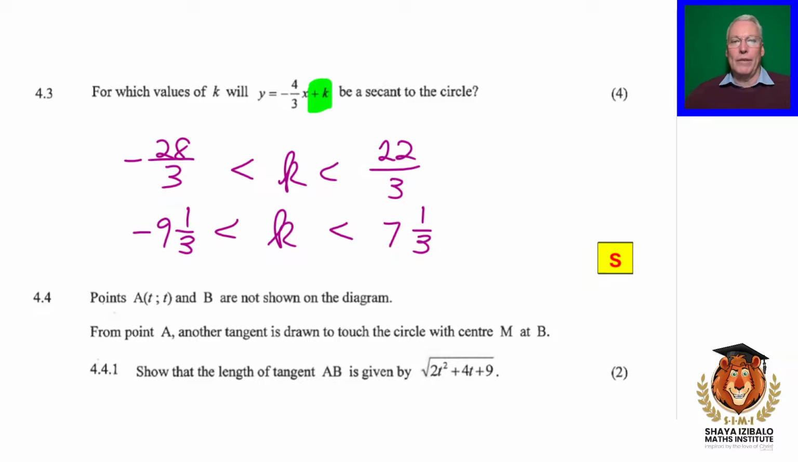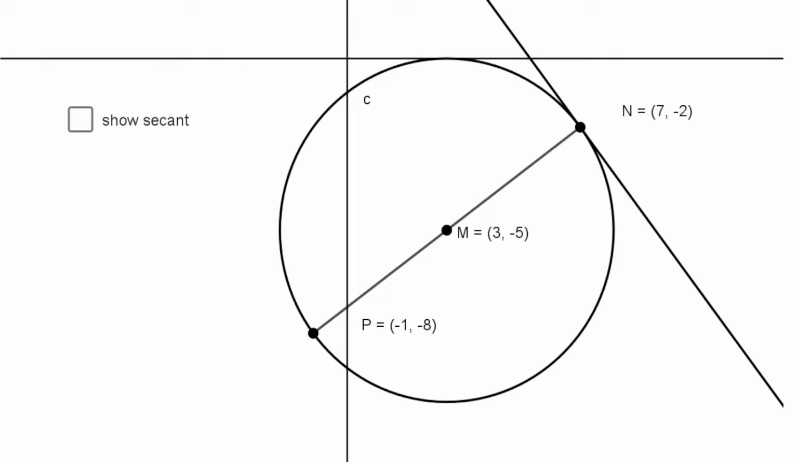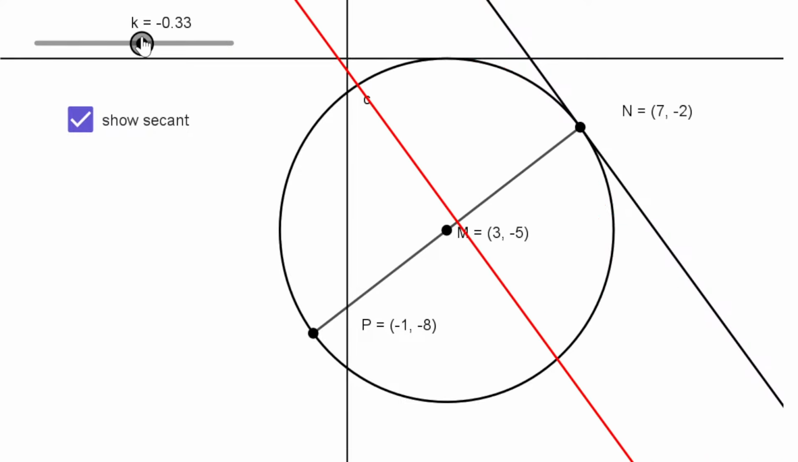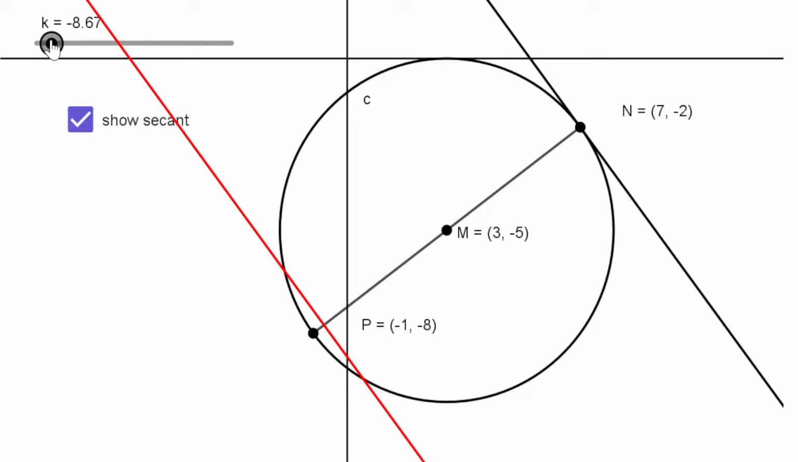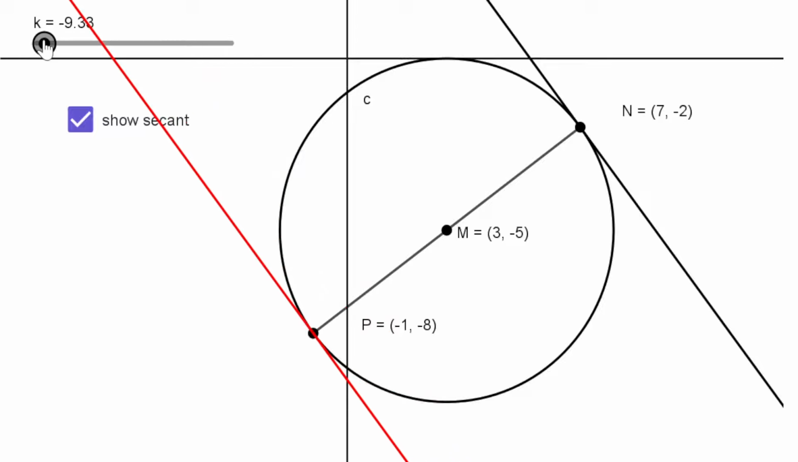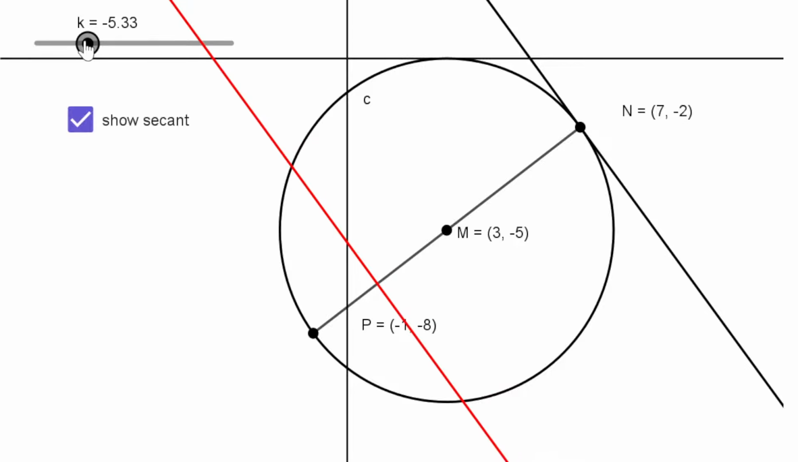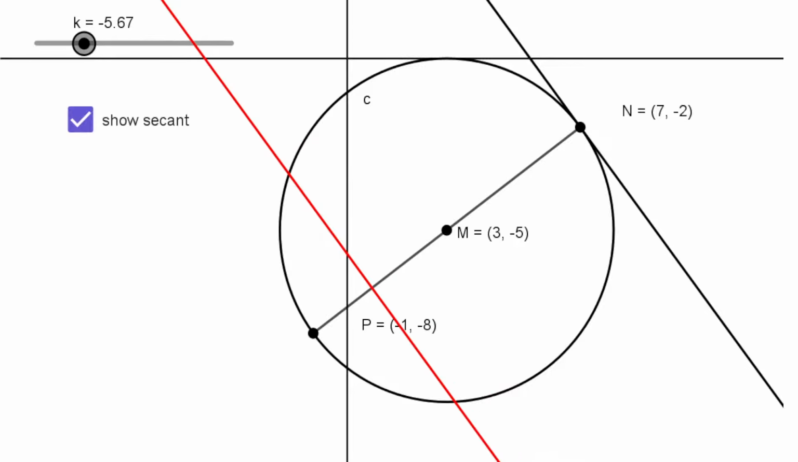And there it is. I'm going to find it on my other screen here, but there it is. And if I show the secant, you'll see there is 7 1/3. As long as K is less than 7 1/3, this line slides down like this, and it can go basically down to -9 1/3, but we need to be just slightly bigger than -9 1/3 in order for it to be a secant. So hopefully that gives us a nice visual of what's going on here.